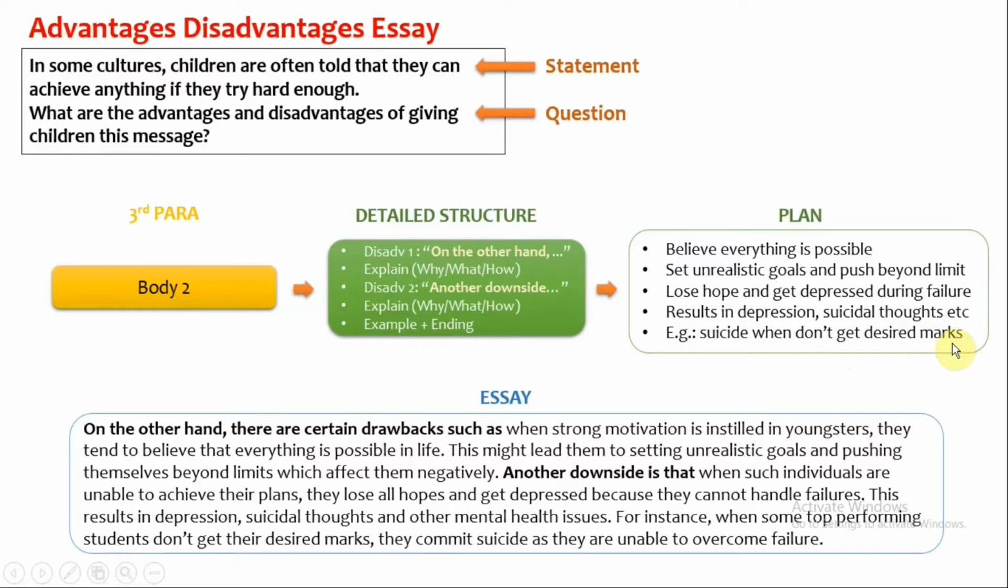Here the example can be written as, for instance, when some top performing students don't get the desired marks, they commit suicide as they are unable to overcome failure. This sentence also shortly summarizes the entire para, forming a proper example plus ending sentence. You can write a separate ending sentence if you want. 5 to 6 sentences in each body para is a good number.